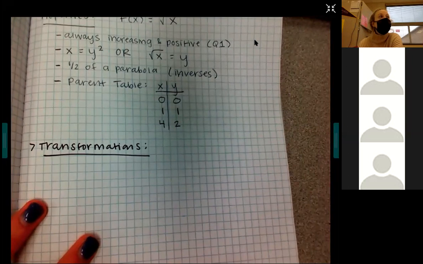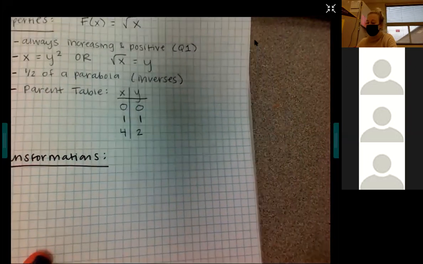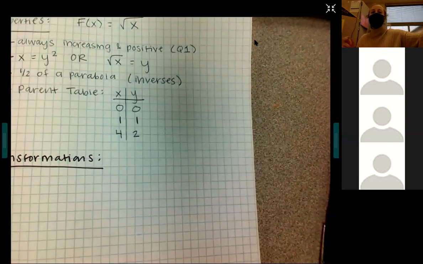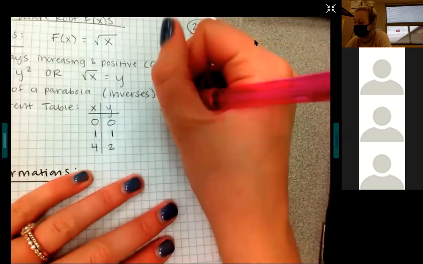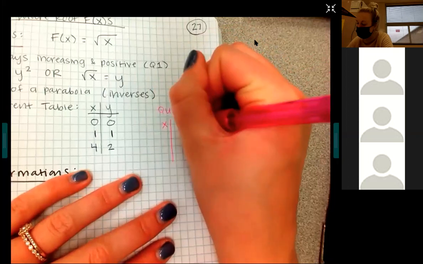So we already wrote down under properties, how are square root functions and quadratic functions related? They're inverses. Very good. So let's talk about it, and you do not have to write this. I just want you to actually see it so you understand. If we had a quadratic function, again, I do not want you writing this.